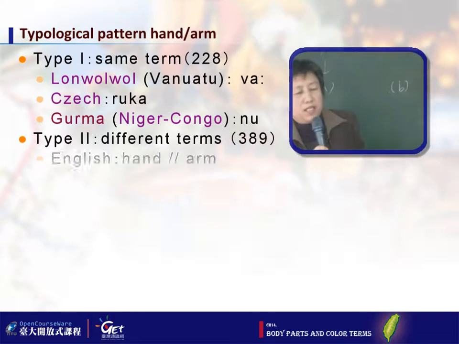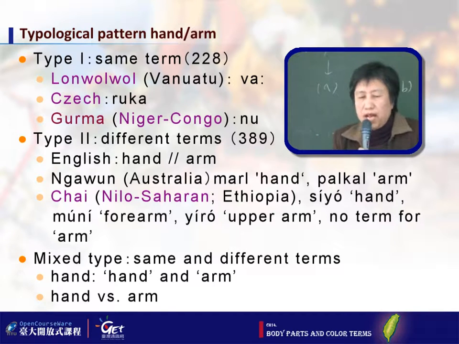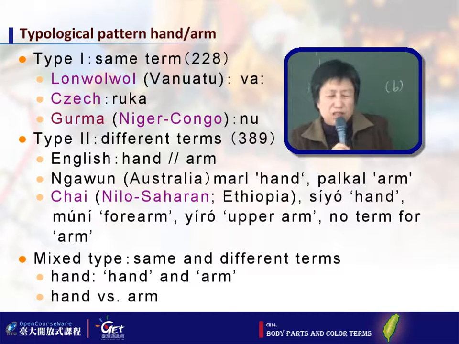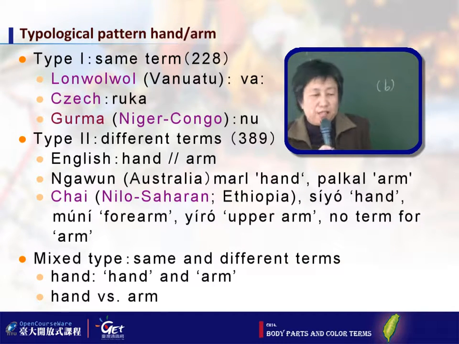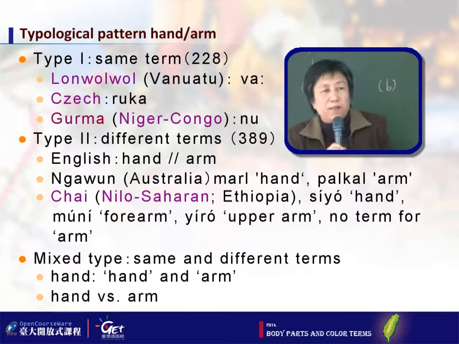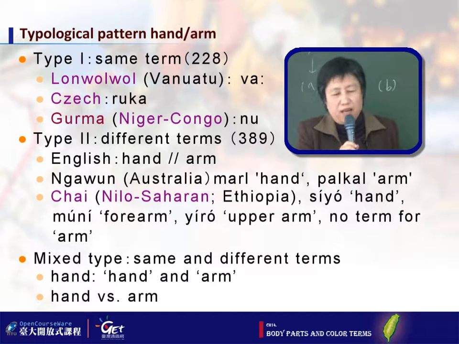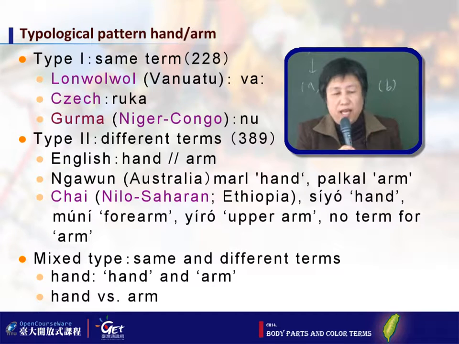So then they went on to look at the typological pattern of hand and arm in all the languages. All the languages discussed are 228 plus 389, so altogether about 600 languages, and the result is about half and half, or maybe more, of languages will have different terms for hand and arm.